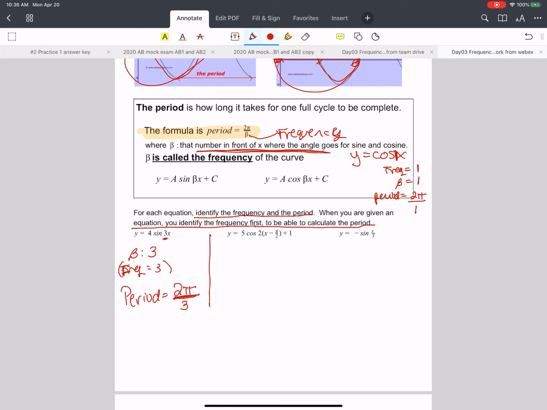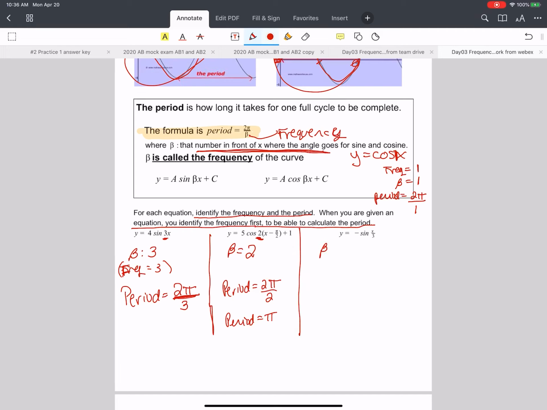Or the full cycle, I should say. Okay, so now here, what's my B here? I know it looks very complicated, but remember, it's that number in front of x. If I was to distribute, that would still be the number in front of x. So that's 2. So my frequency is 2. So my period is 2 pi over 2, which can be simplified to just pi. So that whole curve ends at the end of pi. So when you finish drawing your graph, you're going to write pi at the end of the cycle.